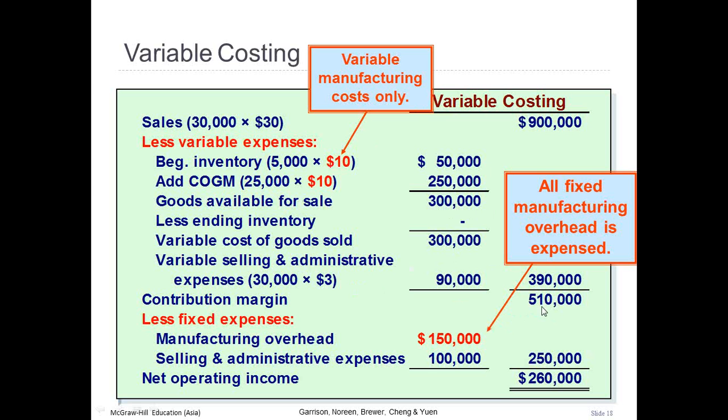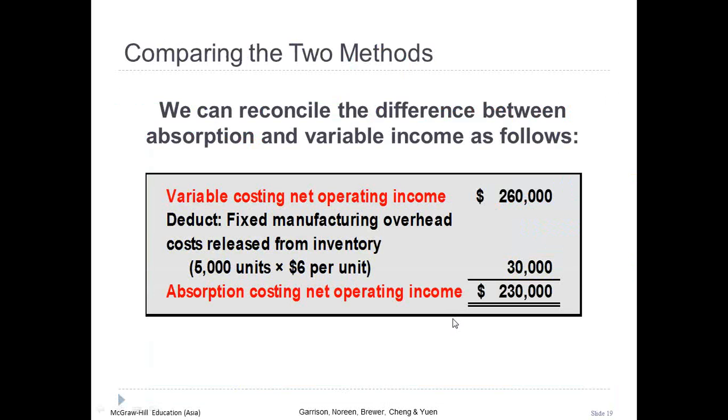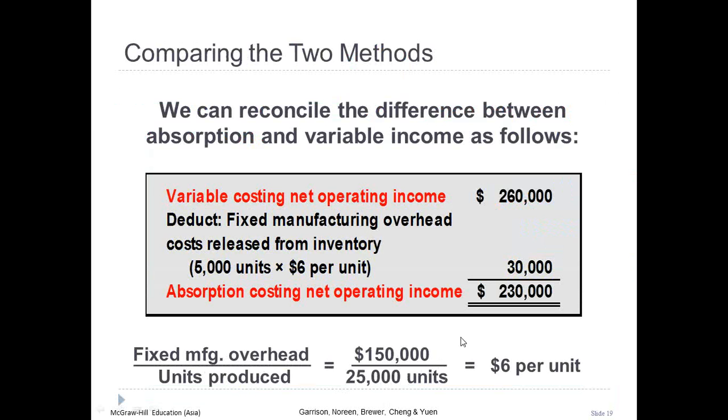a contribution margin. So $390,000 is our variable expenses, gives us a contribution margin of $510,000. Take away the fixed expenses, $250,000, net operating income, $260,000. So now let's reconcile the two.